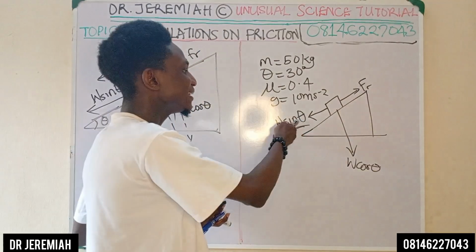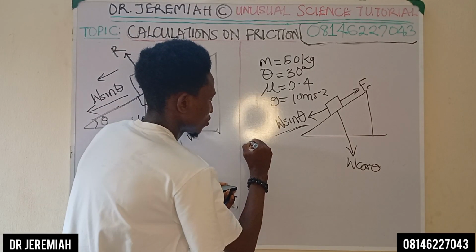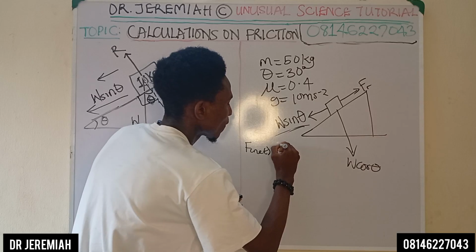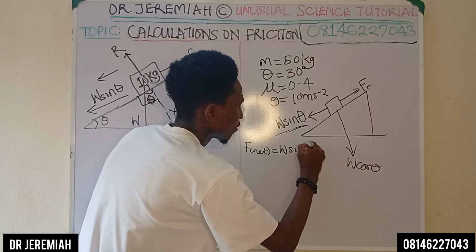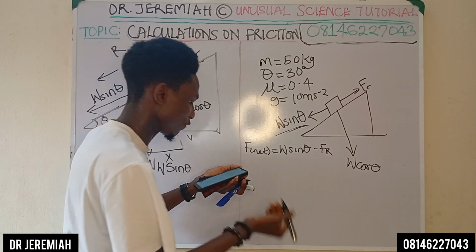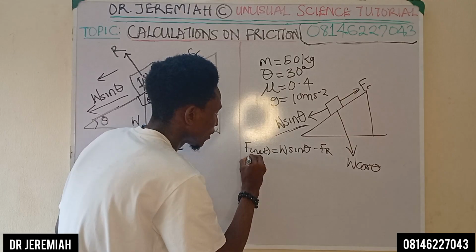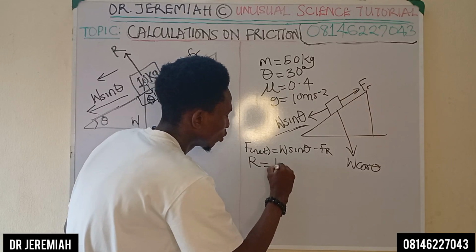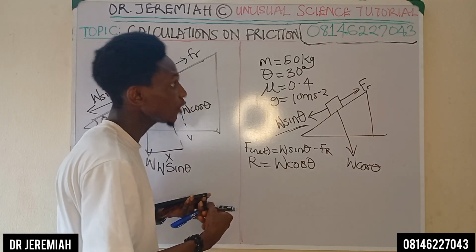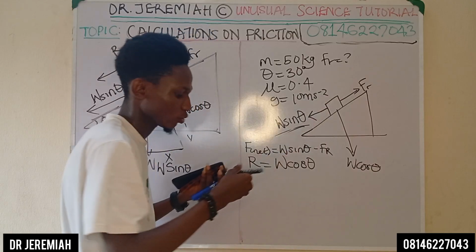So since this is acting downwards, it means we have net force along the plane. We have F net equals W sin theta minus frictional force. Then what will we look for? We're looking for frictional force. And we know that the resolution perpendicular to the plane is R equals W cos theta. We have already done this. And also, they now say look for frictional force. Let's write it out. Frictional force.